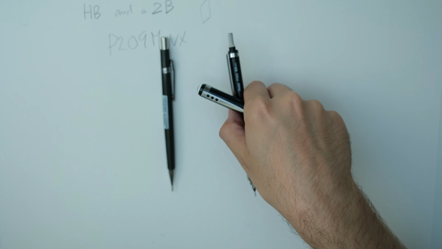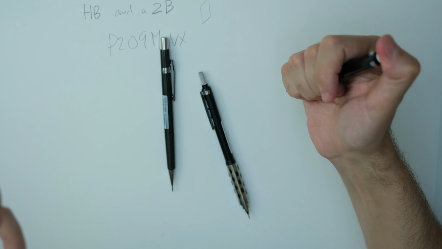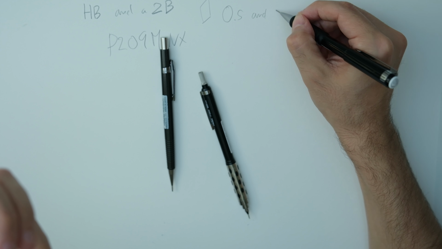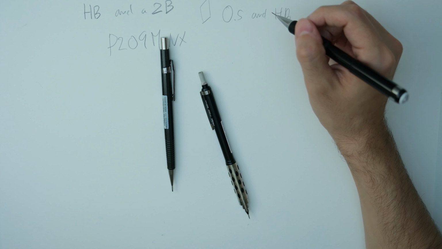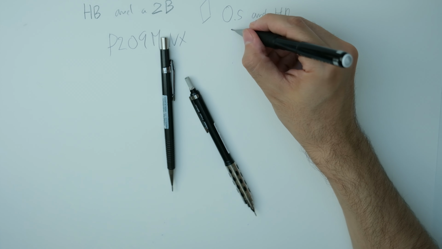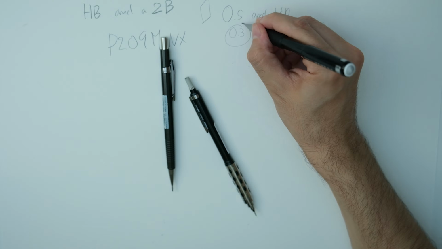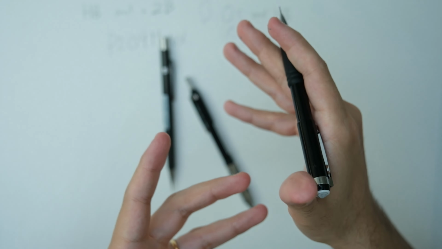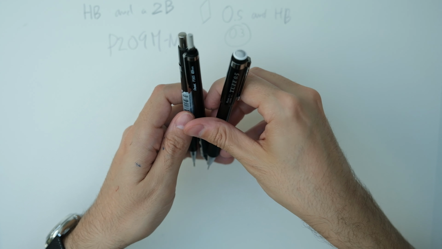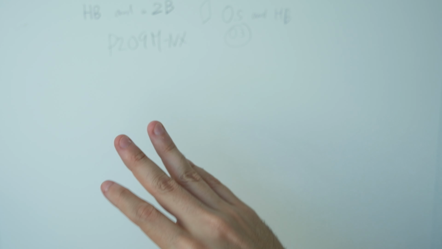And I think for the leads, just go with 0.5 and HB. Don't make it complicated. You can even go lower. I think there's 0.3 if you're looking for something a bit more thin, but no need to overcomplicate.